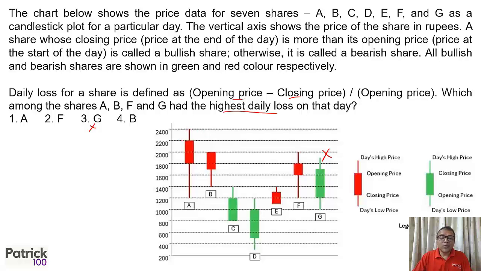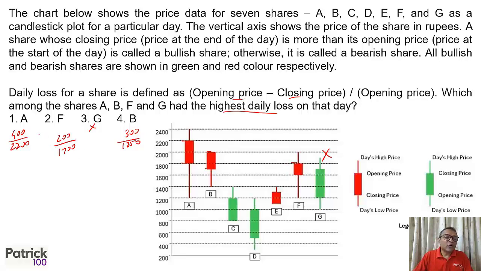So looking at the difference in the opening and closing price. For example, A, the difference in opening and closing price is 400, 2200 minus 1800. So 400 divided by the opening price, which is the top one, 2200. Now B, the difference between opening and closing price is 300, and the average is somewhere between 1700 and 2000, which is 1850. For F, the difference between the opening price and closing price is just 200, and the average comes to between 1680 and 1700.